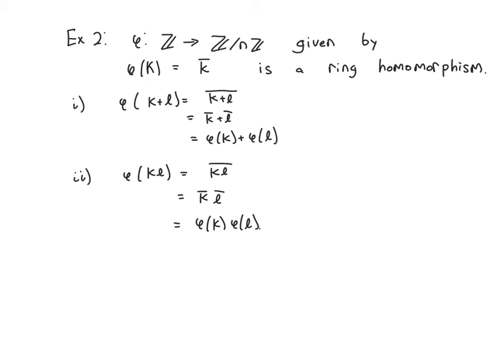Another example of a ring homomorphism is given by the following. We send the integers to Z mod nZ by sending an integer k to its congruence class mod n. So here I'm going to use the k bar notation.